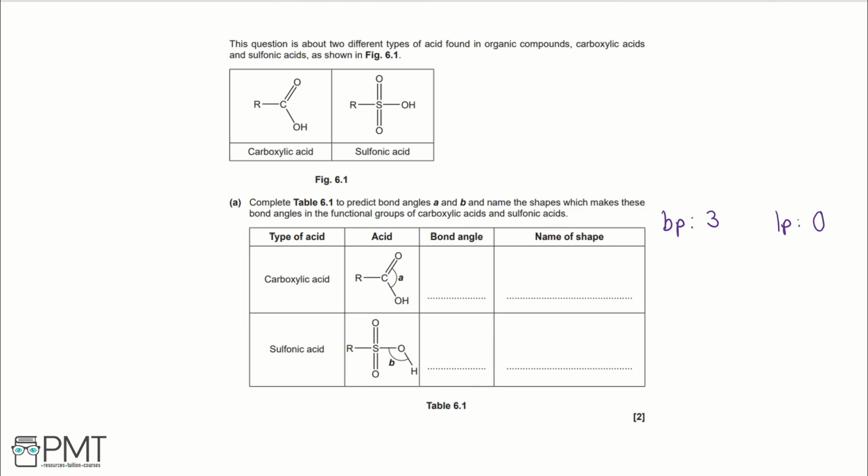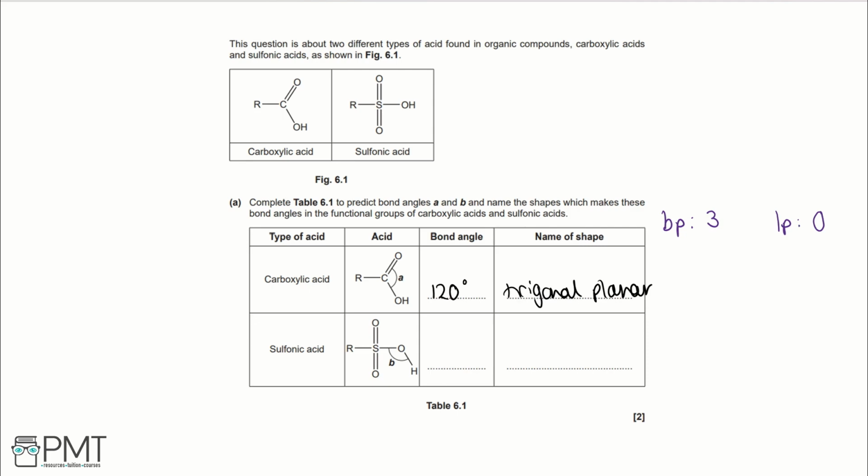But we have only 3 bonding pairs, which means that the name of this shape is trigonal planar. So that's what we can write in the table. Then we need to work out its bond angle. Trigonal planar shapes have a bond angle of 120 degrees.